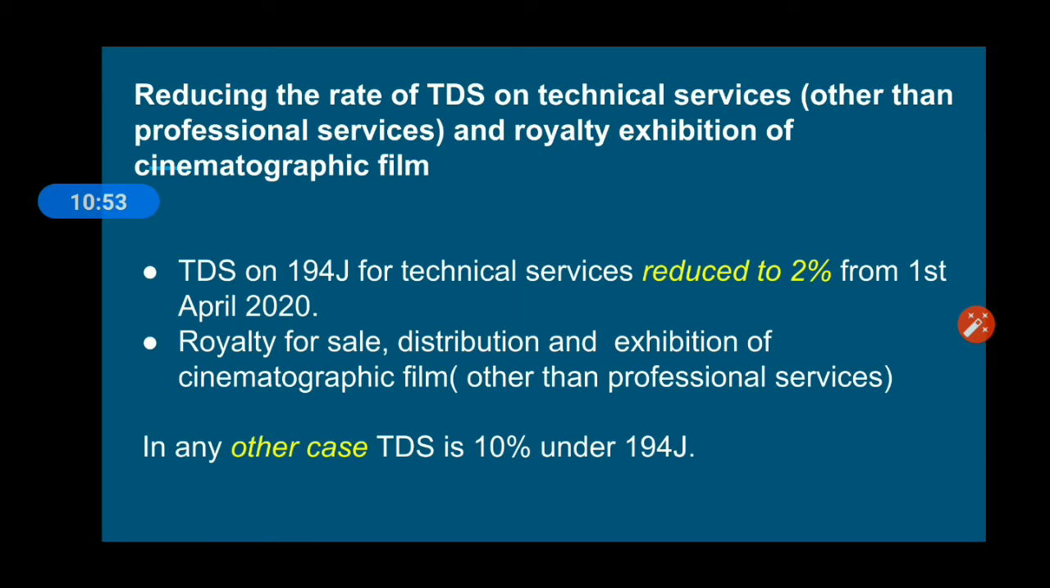Next, reducing the rate of TDS on technical services, which is other than professional services, and royalty exemption for cinematographic film. Friends, TDS on technical services was covered under section 194J, which says TDS on professional services is at 10%, but this rate has been reduced to 2% from 1st April 2020. Moreover, there is a condition that it is only for technical services, which is other than professional services, and royalty for sale, distribution, and exhibition of cinematographic films. But in any other case, it is still 10%.